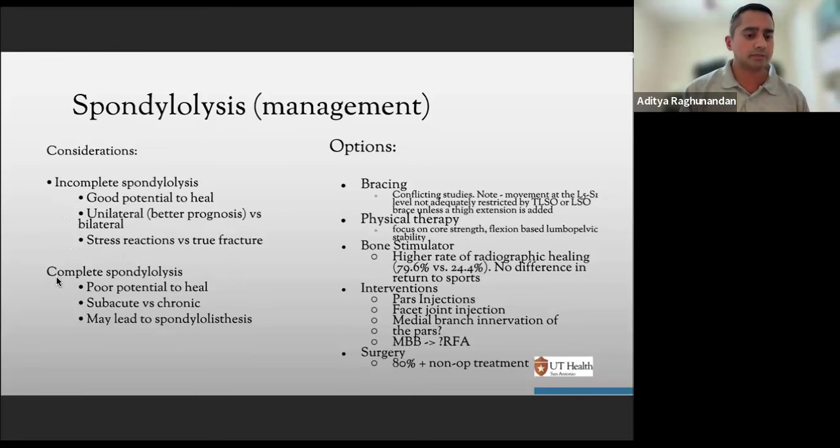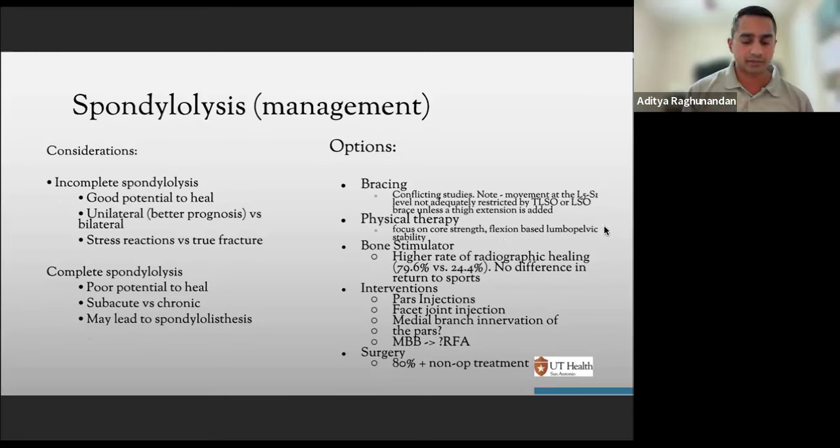If you have a complete spondylolysis, the potential to heal at that point is pretty poor. And now you're trying to figure out, is this more of a subacute issue where you still have some potential options, or is this more chronic of an issue where this person has what they have and maybe they can still play through it, but they already have a fracture. And someone with a complete spondylolysis may end up going to completion with a spondylolisthesis.